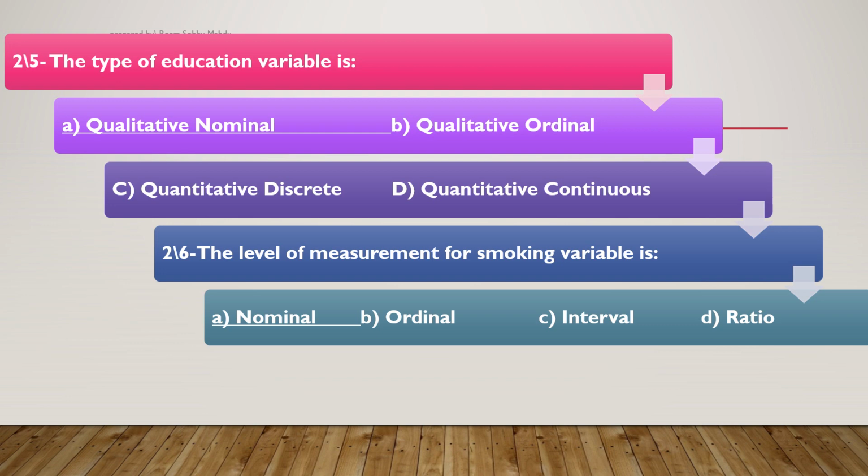The type of education variable is qualitative nominal, quantitative ordinal, quantitative discrete, quantitative continuous. As the education is a qualitative nominal variable, the correct answer is A. The level of measurement for smoking variable. Smoking may take smoker or not smoker. So this is a nominal variable and can be measured at the nominal level of measurement. So the correct answer is A.